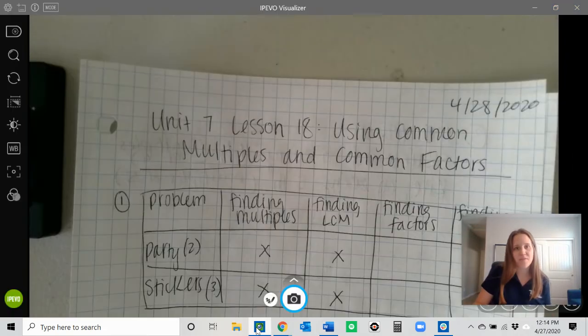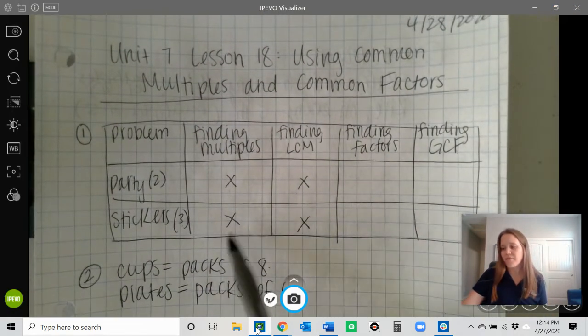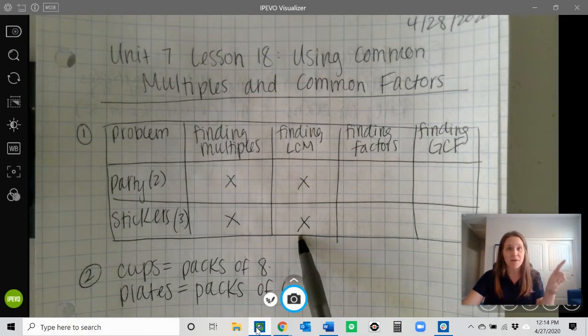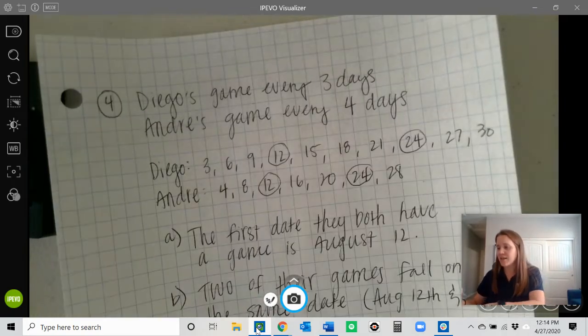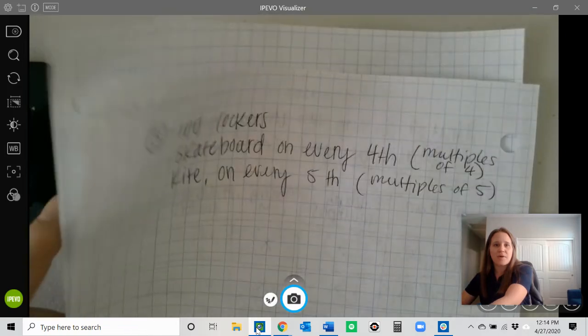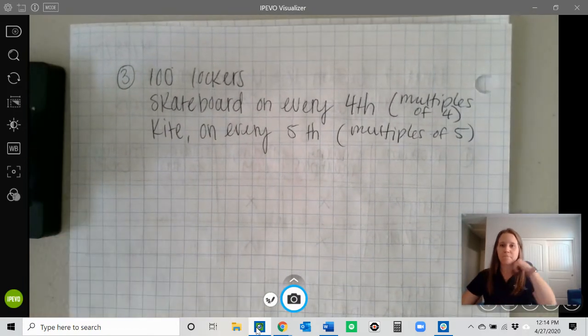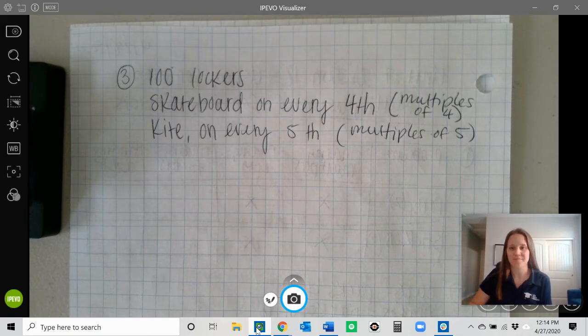All right, if you thought that we were finding multiples and finding the least common multiple, you are right. She's going to be counting by 4s to figure out skateboard stickers, and she's going to count by 5s to figure out those kite stickers. I jotted down a couple of important details from the question. Go ahead and make your paper look like mine. All right, pause here if you need more time to update your notes.